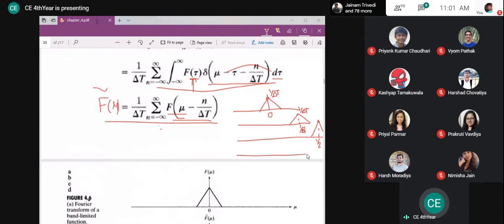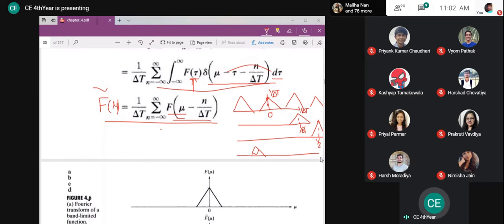For negative values of n, it will get shifted on the left-hand side by 1 by delta t, then by 1 by 2 delta t, and then what is the requirement? For all these n values, I have to do summation. If you observe, wherever this function exists, all the other functions are 0. So the summation will look like the existing triangles, because whenever this exists, all other functions are 0.